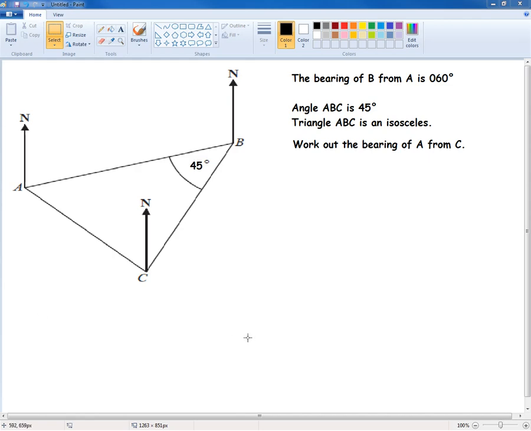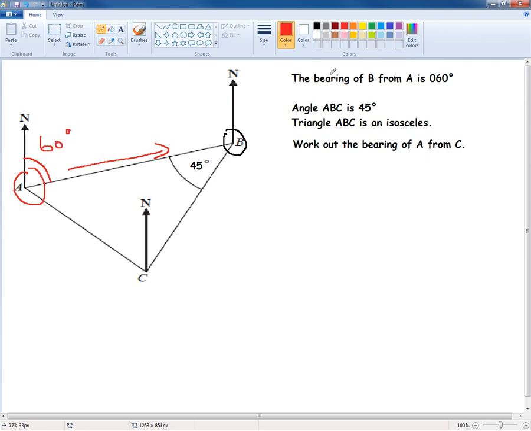Okay, so this question here is a bit more in depth. The question states the bearing of B from A is 060 degrees. So the bearing of point B from point A, the bearing of this line here, is 060 degrees. In other words, the angle from the North Pole to this line here is 60 degrees.